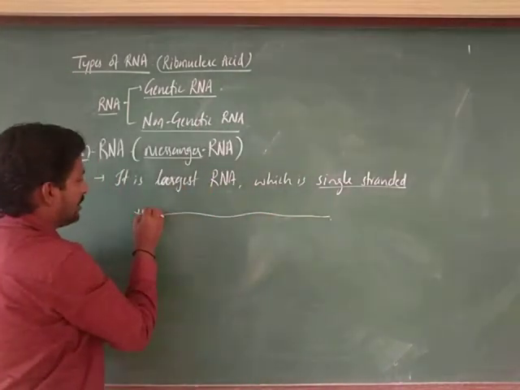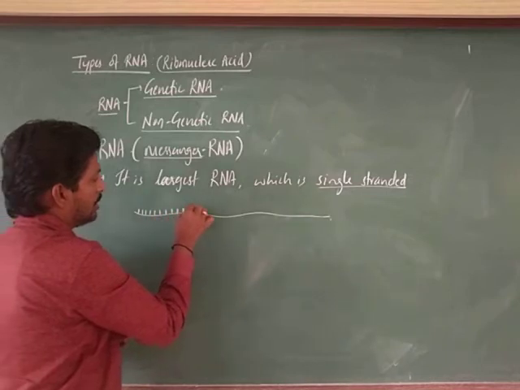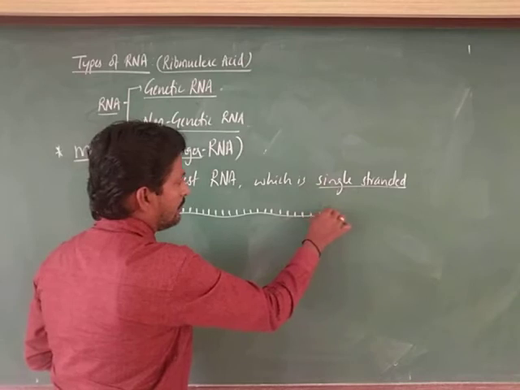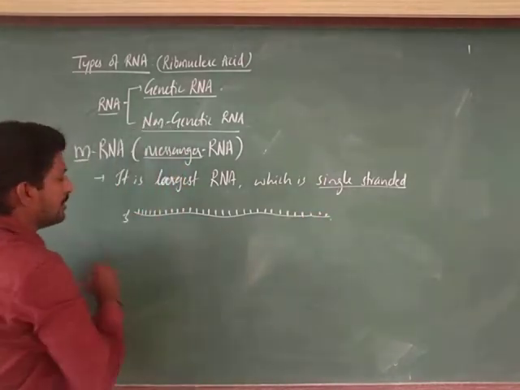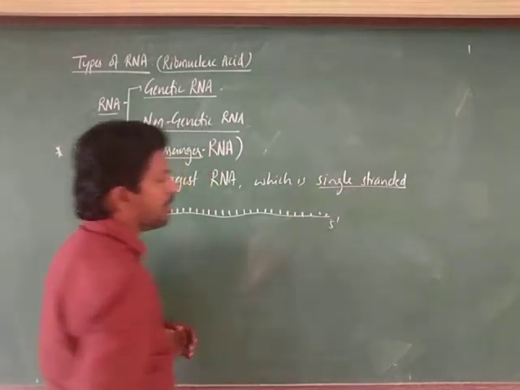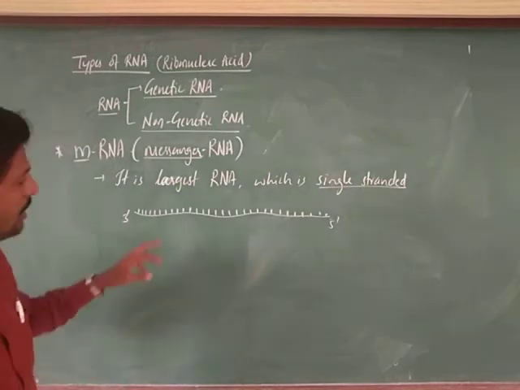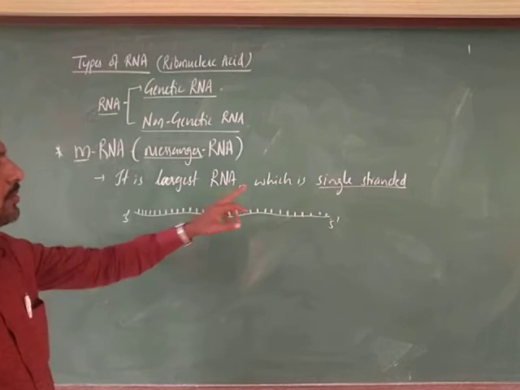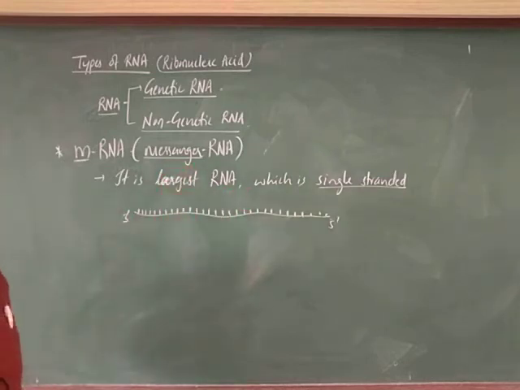It has codes on it. There is a 3' end and a 5' end, in this way you can refer. So this is the structure of the messenger RNA, right?